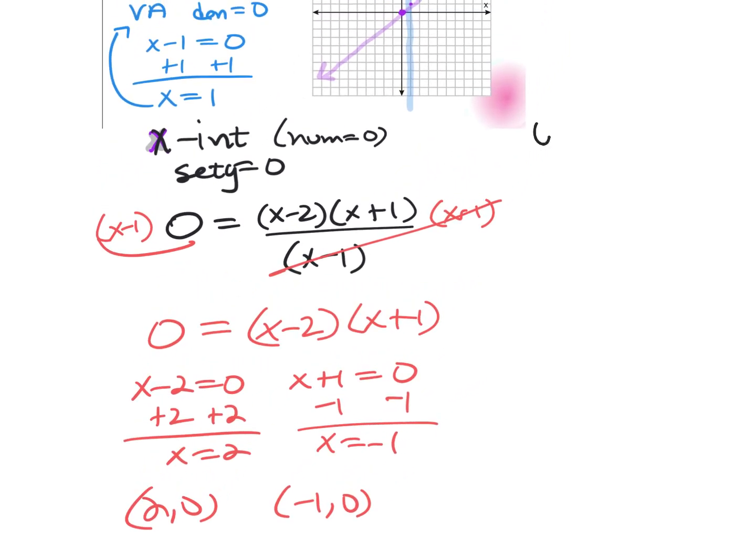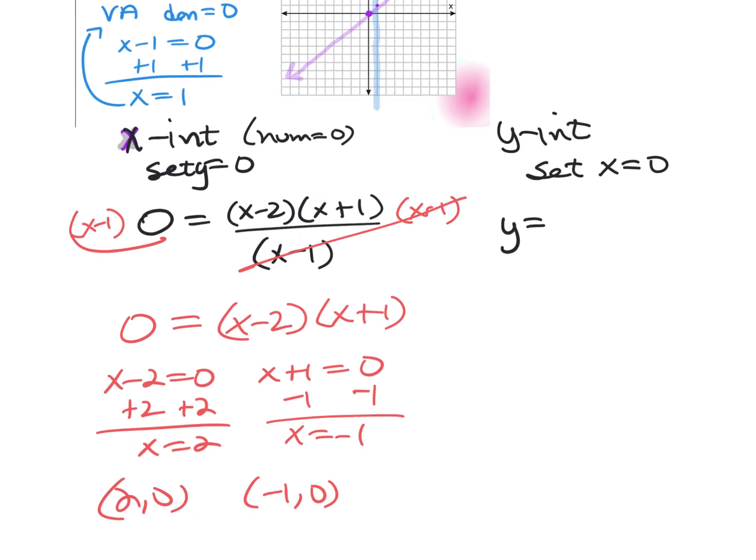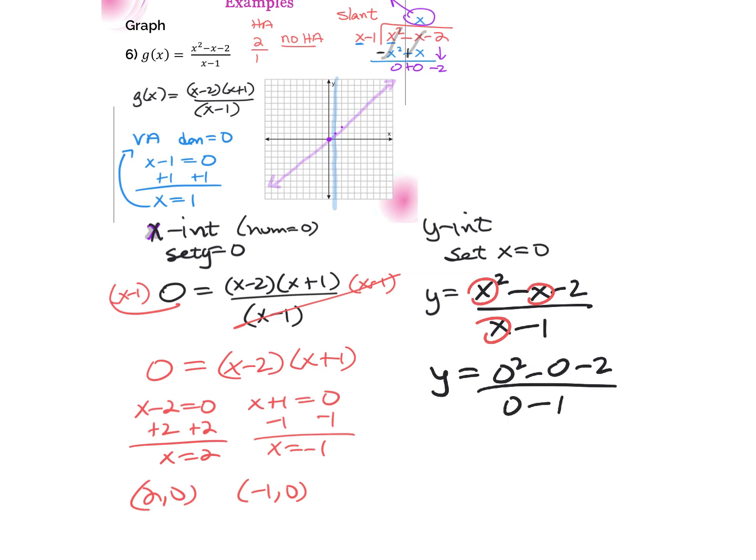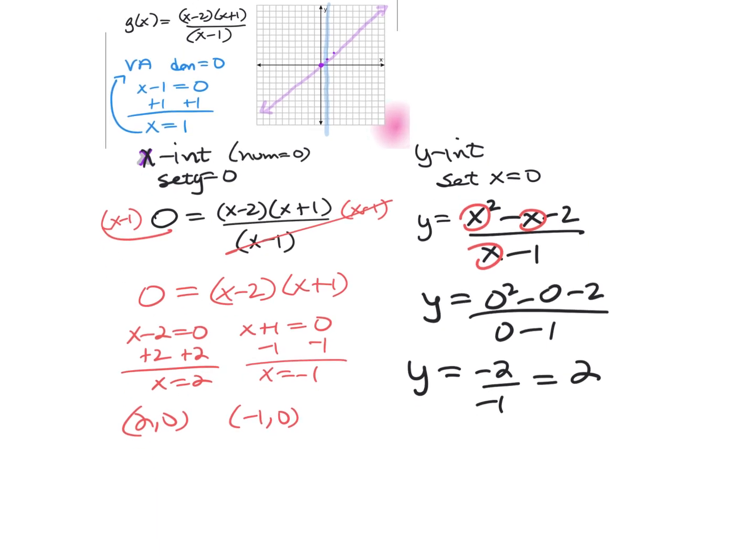For my y-intercept, I'm setting x equal to 0. So again, I could either take the simplified one or I can take the factored one. It doesn't really matter. If I go back to the original one, that might be easier. Plug it in here. So every place that I see x, I'm going to put in a 0. So I get y equals 0 squared minus 0 minus 2 over 0 minus 1, which gives you negative 2 over negative 1. A negative divided by a negative becomes positive 2. So my y-intercept is located at the ordered pair 0, 2.